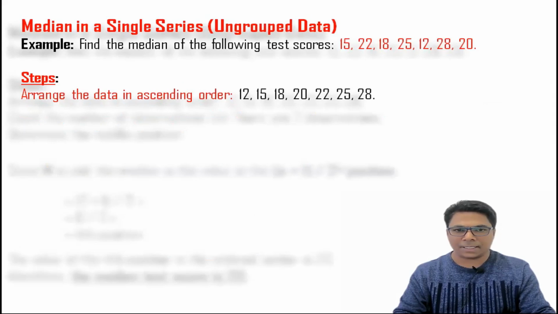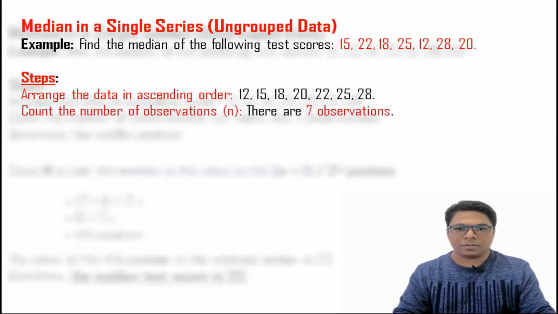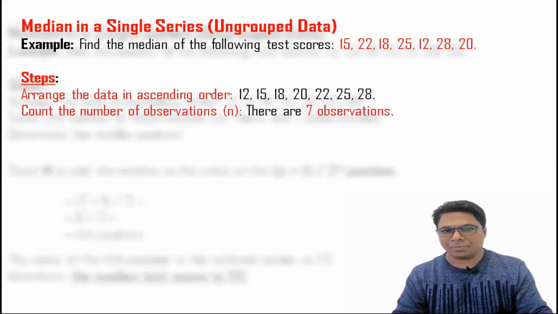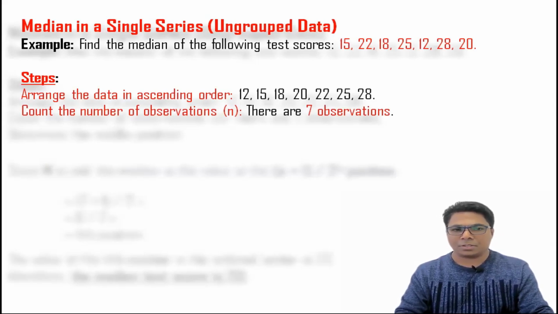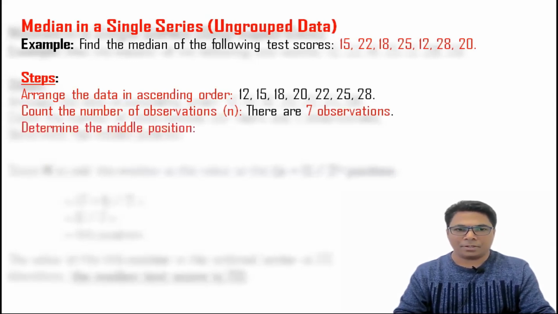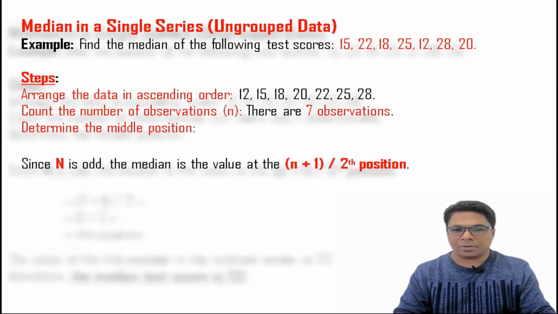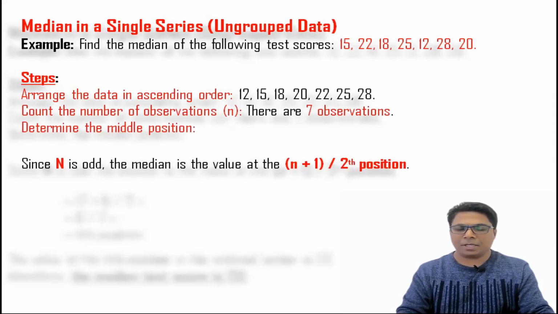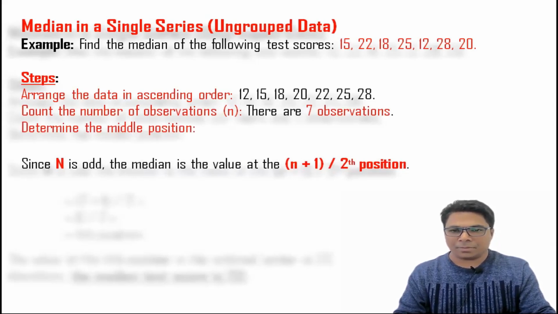Step 1, you have arranged the data in ascending order. Then you have to count the number of observations. So how many observations are there? How many students are there? Here we have 7 students. Now, as I said, if the observation is an odd number, we use plus 1 in the formula. Here, if you see the formula, it is (n plus 1) over 2 position, n plus 1 because the number of observations is odd.